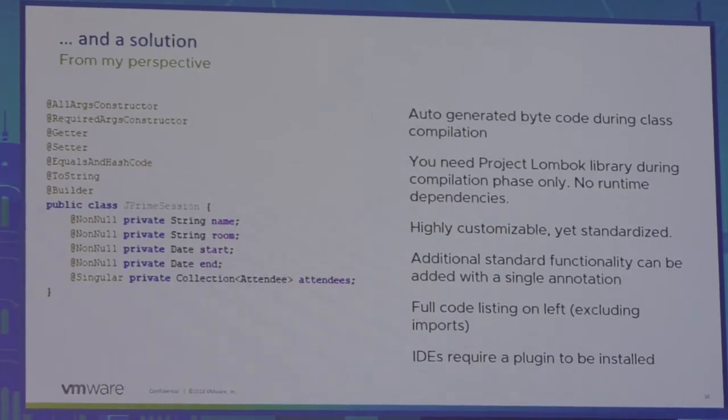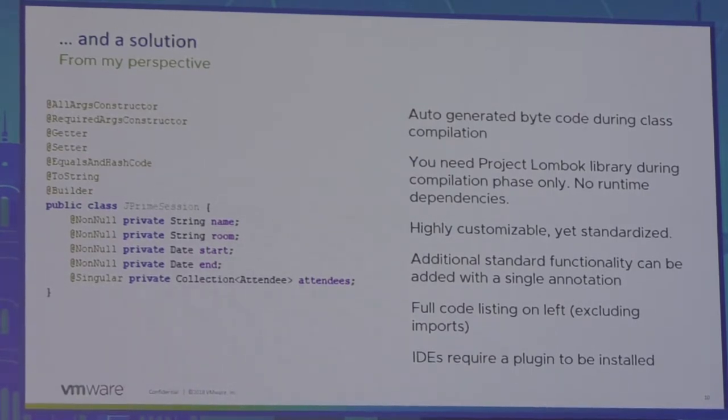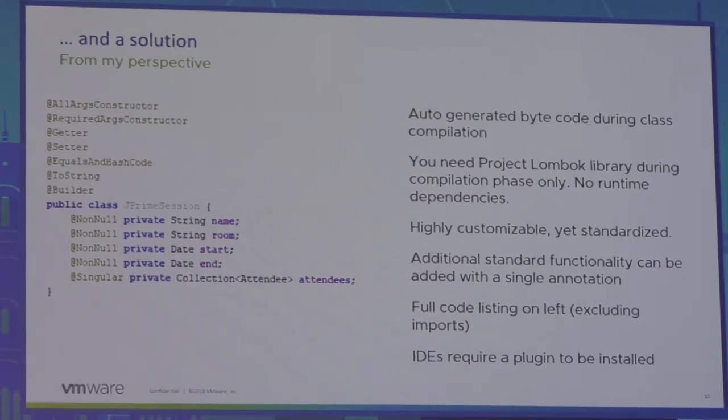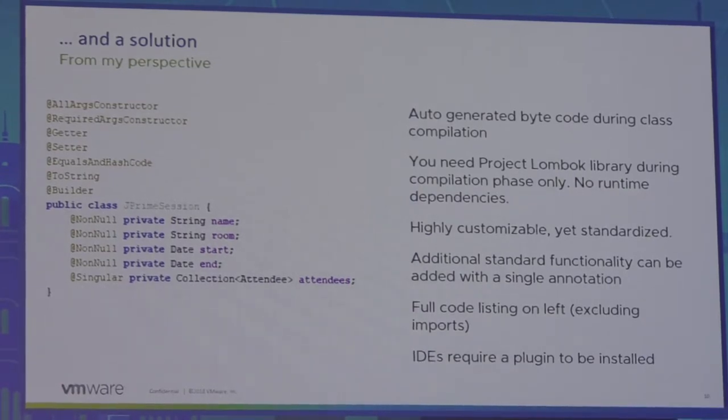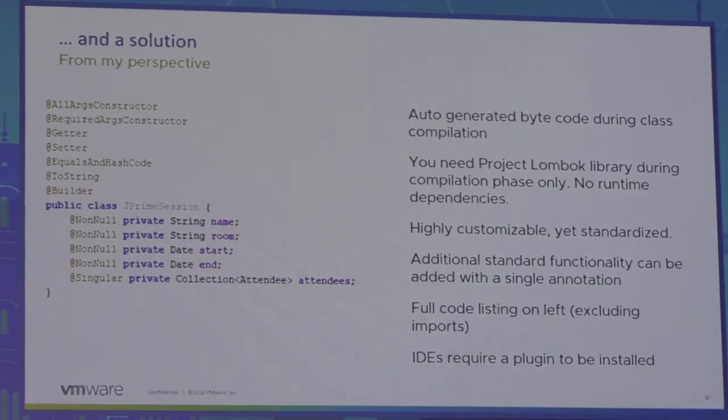So the solution, how I see it, is to have annotations on what we need to add to the Java code. And that code segment on the screen is the same implementation as on the previous slide. I've skipped only the imports. Everything else is the same. And what Lombok is going to do is generate all the getters, setters, and equals methods automatically. It does that at the bytecode level, so you don't have a new runtime dependency for your project. And it's going to be just as fast as if you wrote them on your own.